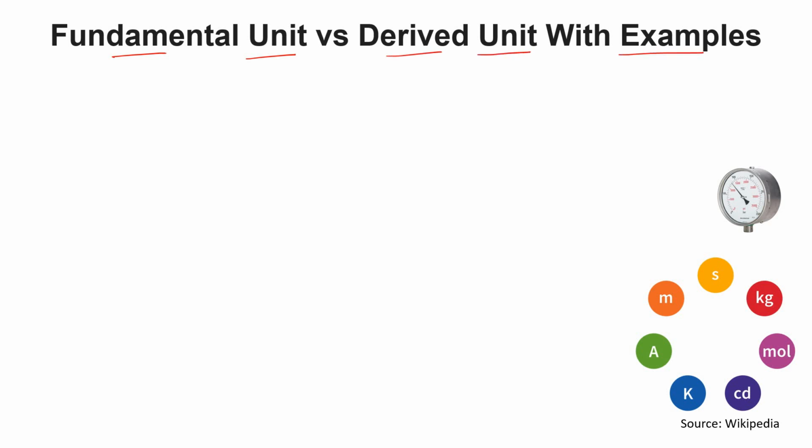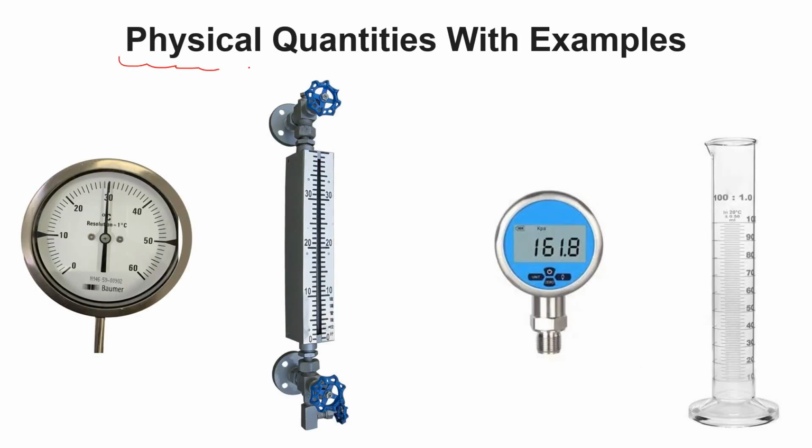Okay, so before we discuss the fundamental unit versus derived unit, let's talk about what a unit is, and before that, let's talk about what physical quantities are. That is very important. A physical quantity is anything which we can measure, right? And a physical quantity has two parts. The first one is the magnitude and the second one is the unit. So let's understand it with the help of an example.